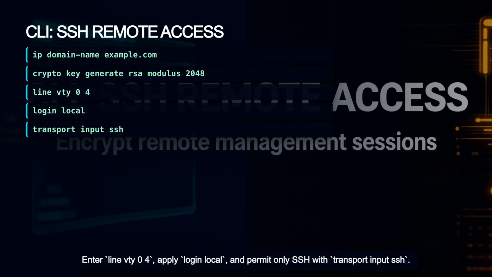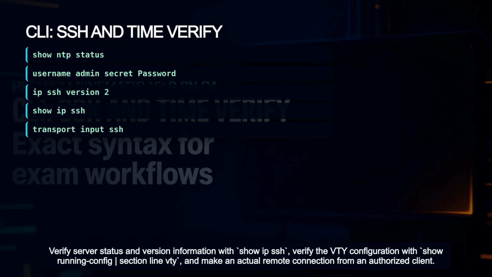Enter line vty 0 4. Apply login local and permit only SSH with transport input ssh. Verify server status and version information with show ip ssh.